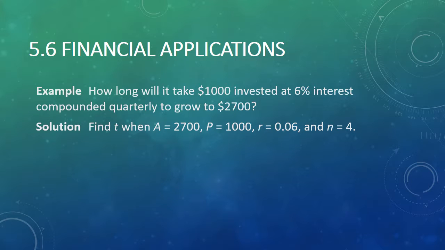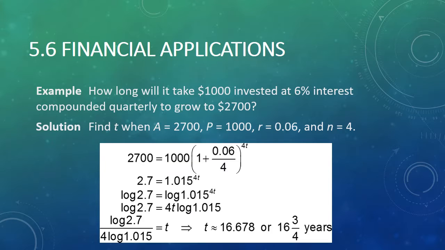So we have A is 2,700, P is 1,000, r is 0.06, and n is 4. And putting everything in the equation, we see that our variable is indeed an exponent. So what we need to do is divide by the 1,000 first, and that gives us 2.7 equals 1.015 to the 4t power. They combined the 1 plus 0.06 over 4 to get that.